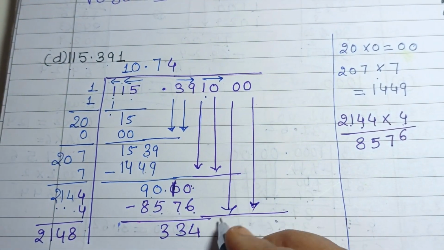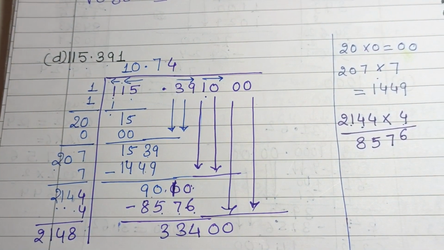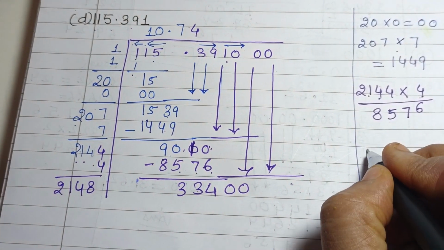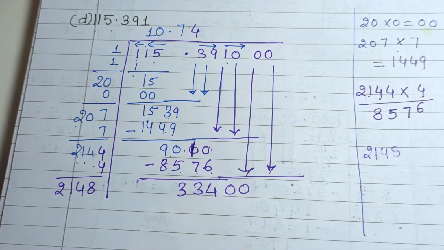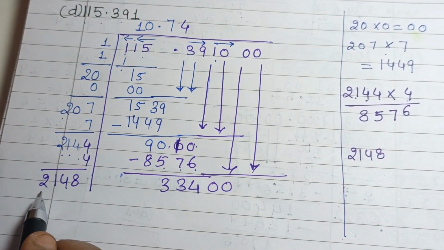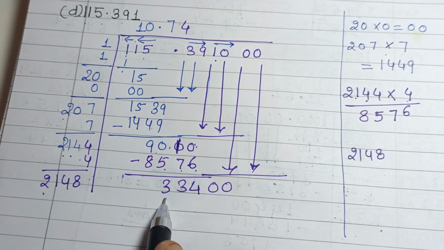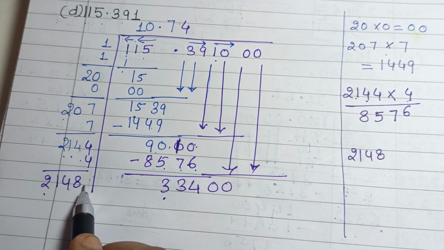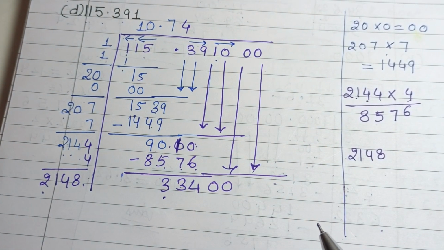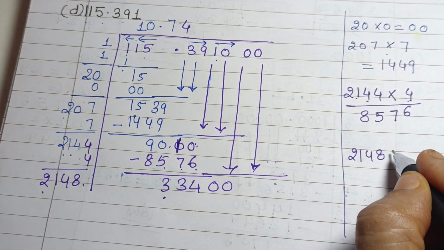So it will come 3400. Now the divisor is 2148. So in front of 2148 I have to put one digit. Here the first digit is 2, right? Here the first digit is 3. So even if I put 2 in front of this, then also it will become more than 2 2s are 4. So I need to try it with 1 only.